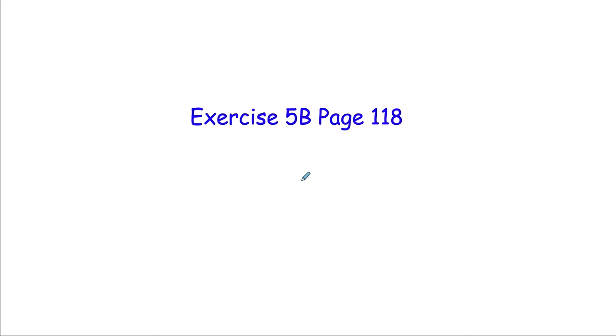As I think I said with the exponentials and logarithms, if you get stuck next year on something, this is a good exercise to come back to. It's kind of reminding you of the basics. So have a go at exercise 5b, and I will see you soon for the next section.